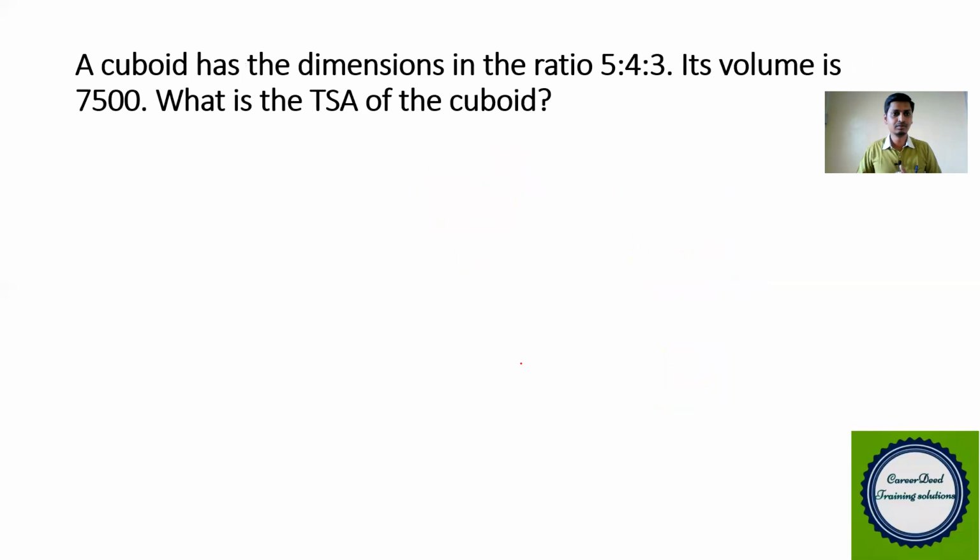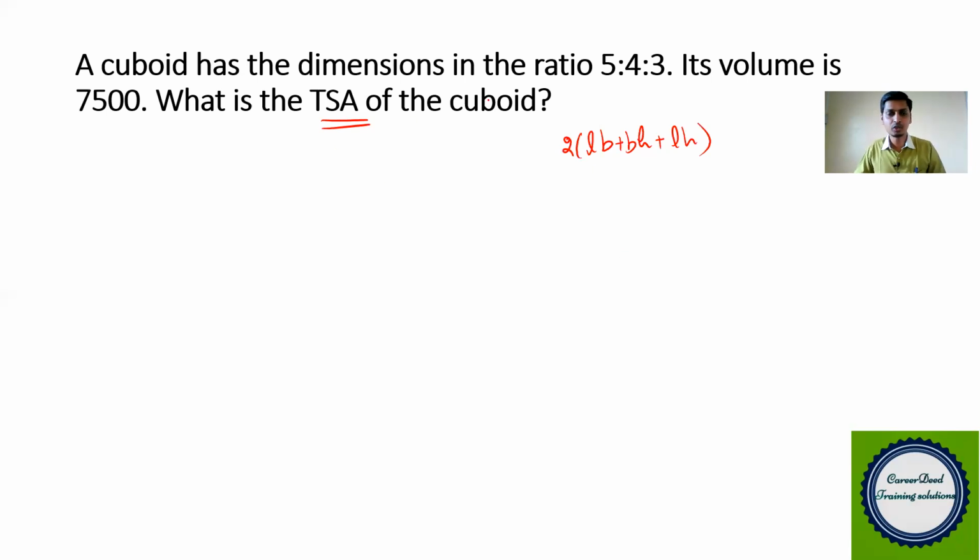Okay, you have the next question. A cuboid has dimensions in the ratio 5:4:3. Its volume is 7,500. What is the total surface area of the cuboid? So you have to find the total surface area. What is the total surface area of the cuboid? It is 2 times (LB plus BH plus LH), right? For this, first you have to find the length, breadth and height, right?